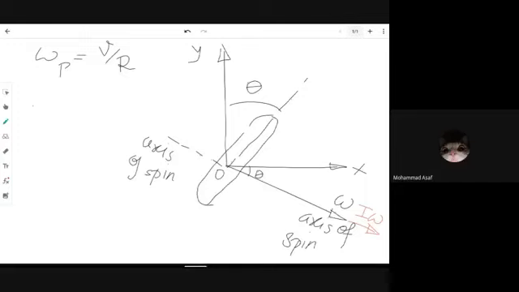Okay. Now, this y-axis is the axis of precession. We are going to resolve this angular velocity along the OX axis. That means along the OX axis, the angular momentum vector will be I omega cos theta. I omega cos theta. Is this clear? Yes, sir.